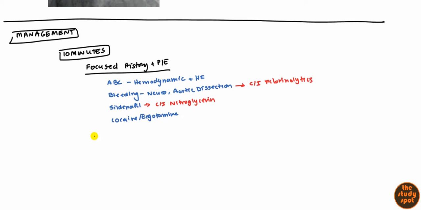And for the purpose of the exam, oftentimes if they say the person was at a party, that might be cocaine, or if someone has a migraine, they might have been taking ergotamine. So just two things that you want to look for.